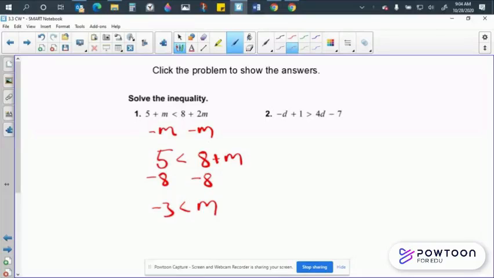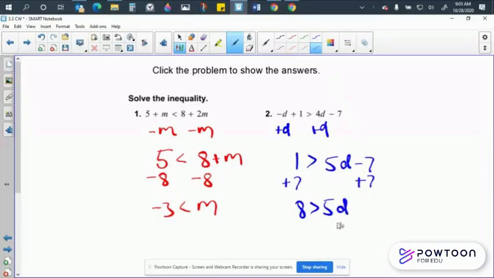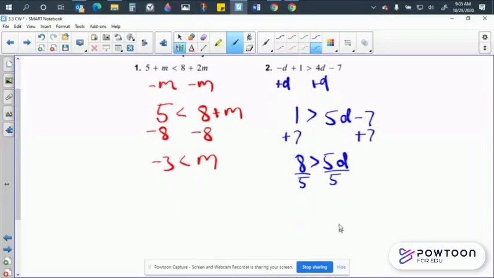Solve the second problem. I will add d to both sides. 1 is greater than 5d minus 7. Add 7. 8 is greater than 5d. Divide by 5. And d is less than 1 and 3/5, or 1.6.